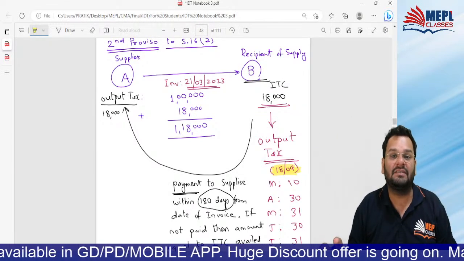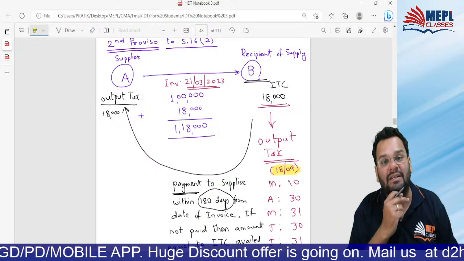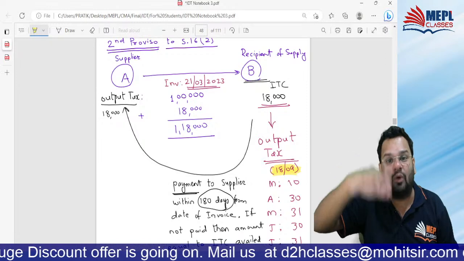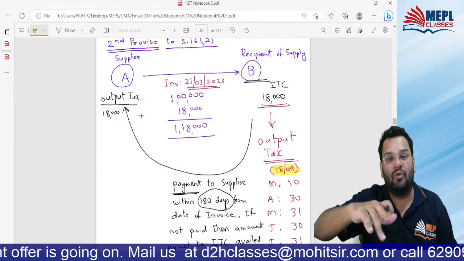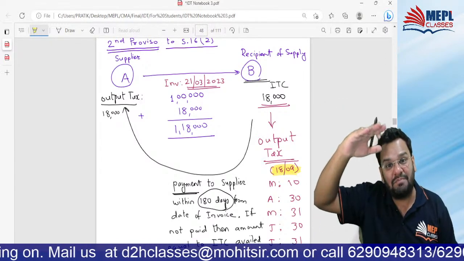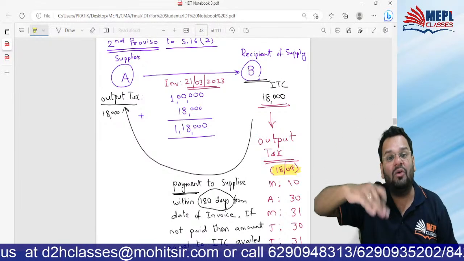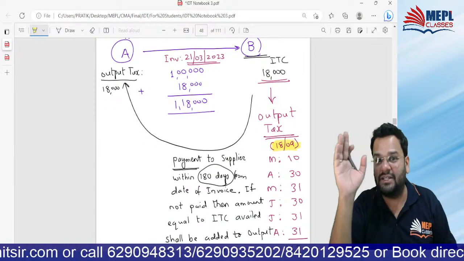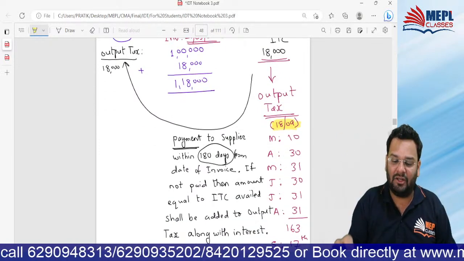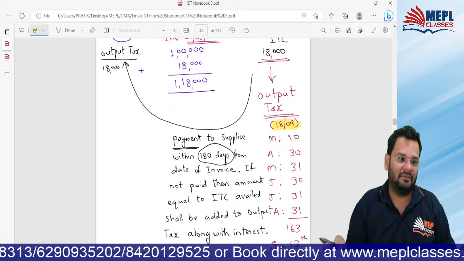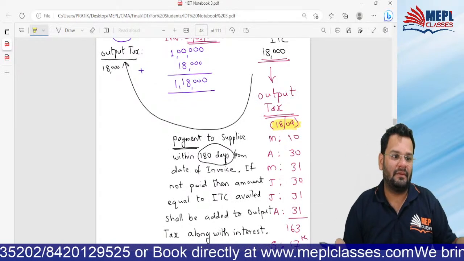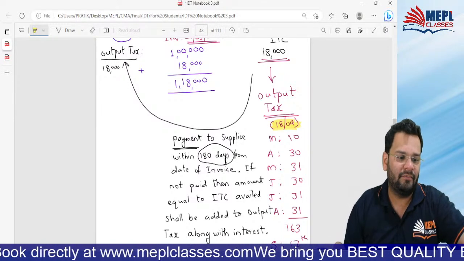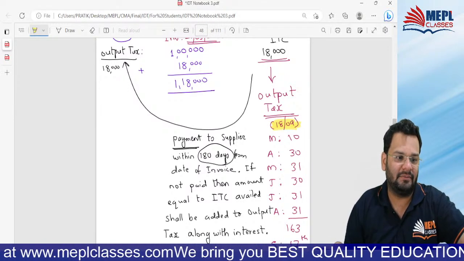So government says the effect of taking ITC was that net GST payable had gone down. 180 days earlier, net GST payable had gone down. So now increase your net GST payable. How can you increase your net GST payable? By adding to your output tax.